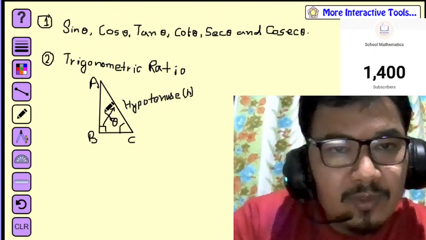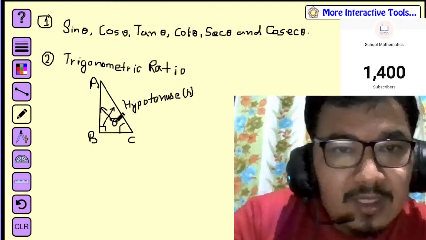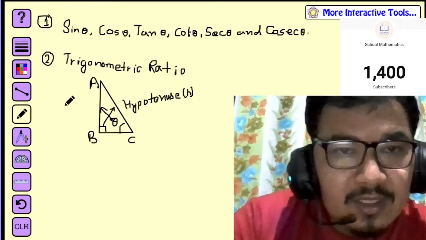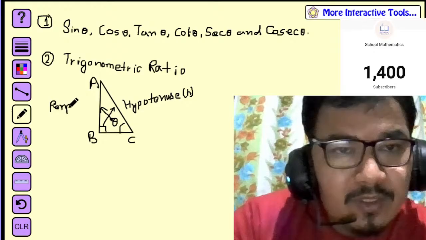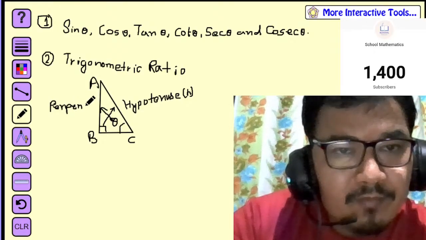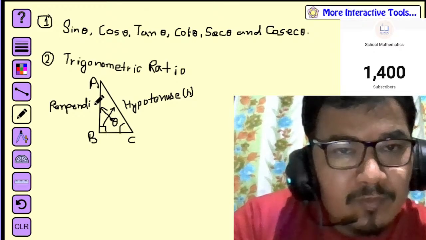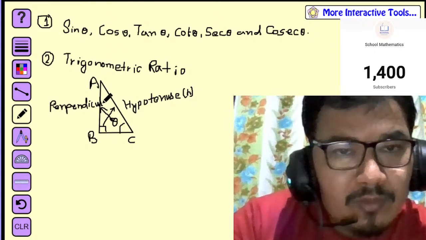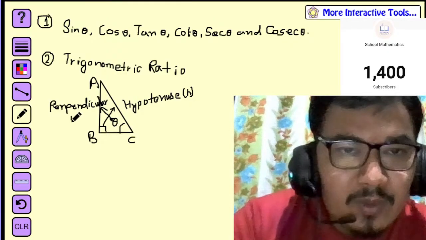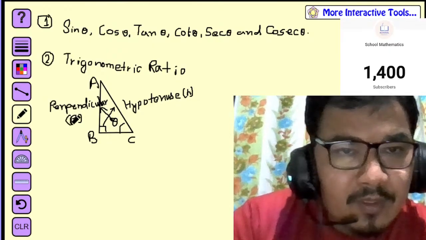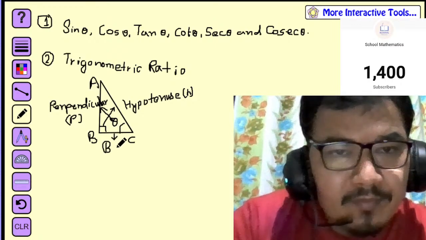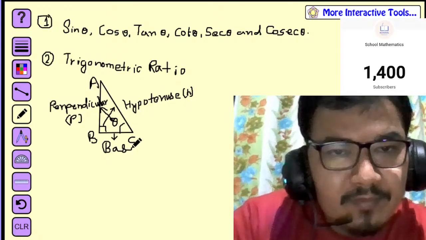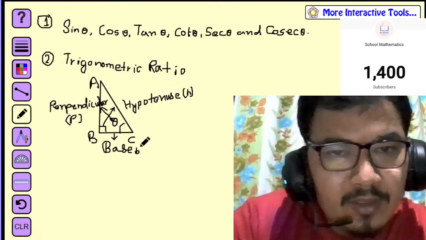And the side opposite the given angle, the given angle being the angle of reference, here theta, is known as the perpendicular. We write perpendicular here, and we denote it by small p. And this other side is taken as the base. This is the base, and we denote it by small b.